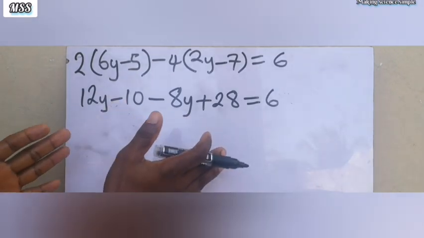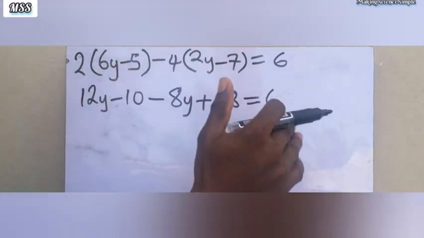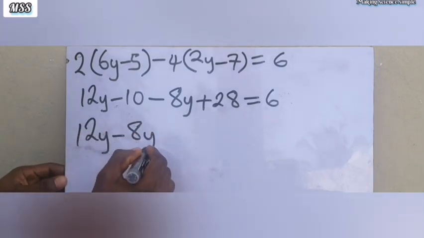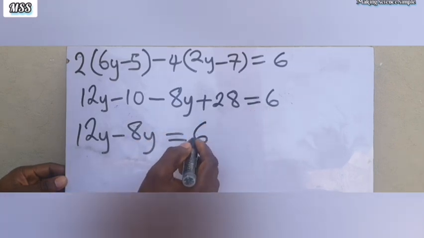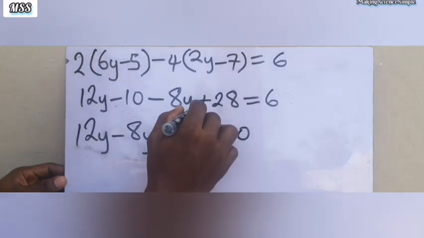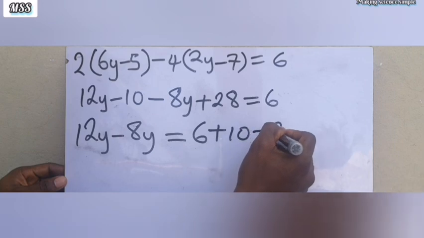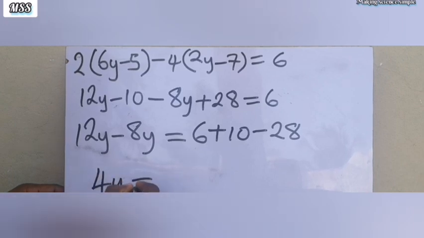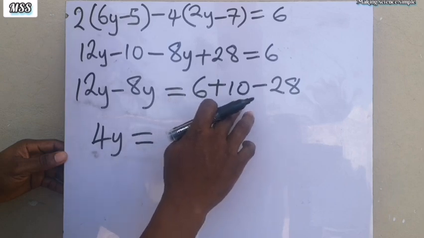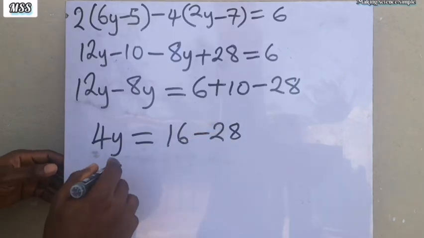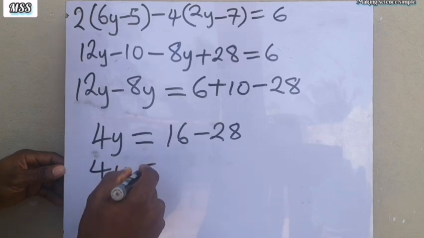That means all the variable terms will be on one side, then all the constant terms will be on the other side. Now let's gather all the variables. So we have 12y minus 8y is equal to, we have 6 already here, then minus 10 is crossing this equality sign, it will become plus 10, and also plus 28 is crossing, it will become minus 28. So now we have 12y minus 8y will give us 4y is equal to, now we have 6 plus 10 will give us 16, then minus 28. Okay, so we have 4y is equal to this.